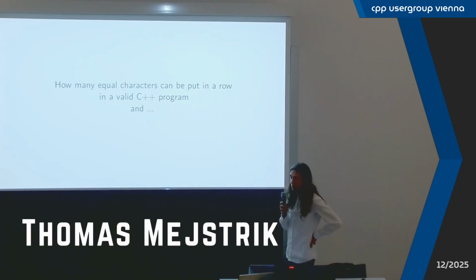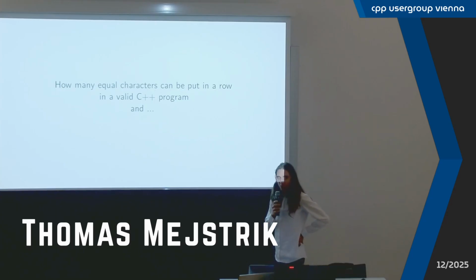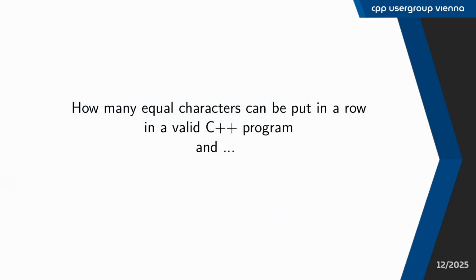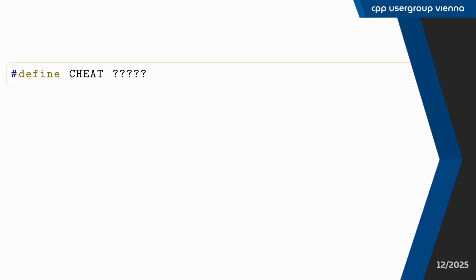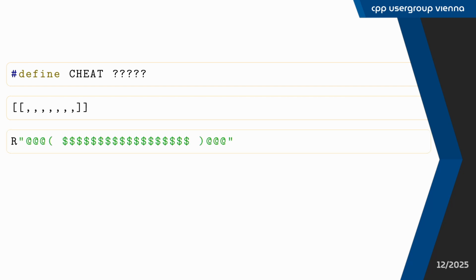So, this is now a C++ talk. How many equal characters can you put in a row in a valid C++ program? And we don't want to cheat, okay? So what would be cheating? Defining a macro and never using it, or putting something in an attribute list. You can put nearly everything in there: string literals, or even better, raw string literals, or comments. Okay, this is not allowed. This would be boring.